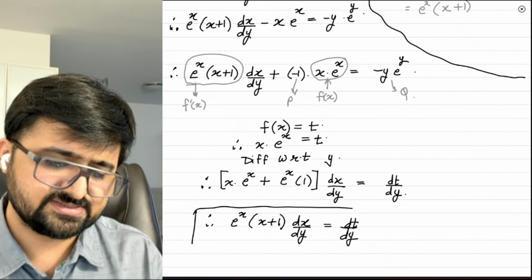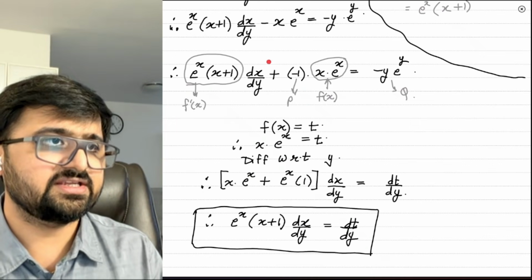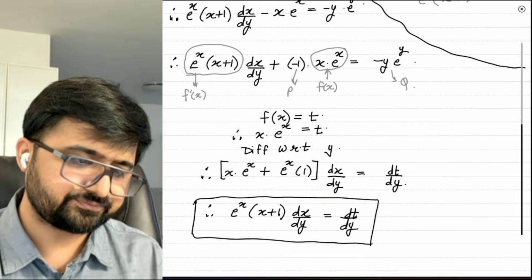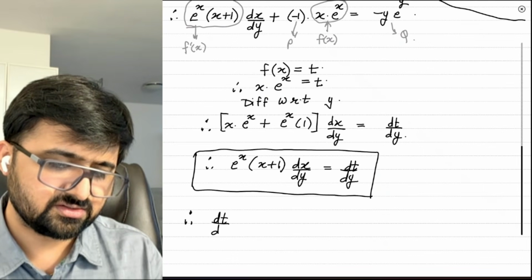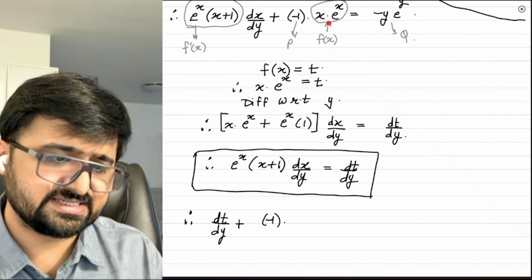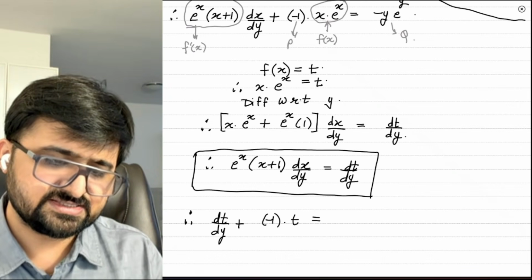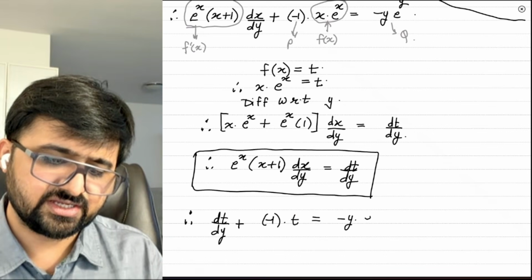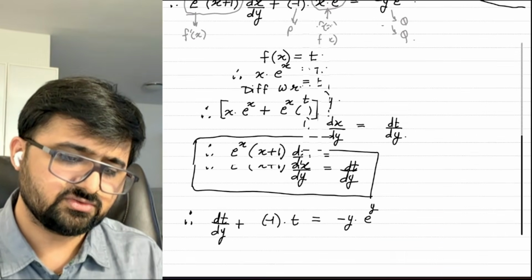So we have this replacement: this whole thing is now dt by dy. So therefore, dt by dy plus minus 1 times t, since this is f(x) which was t, is equal to minus y into e raised to y.